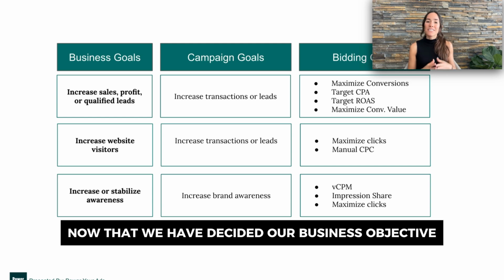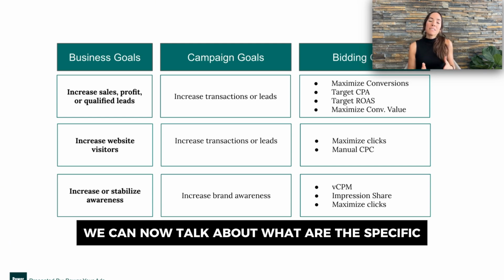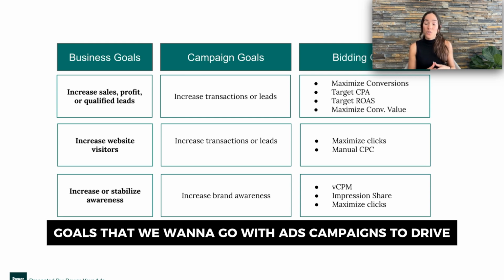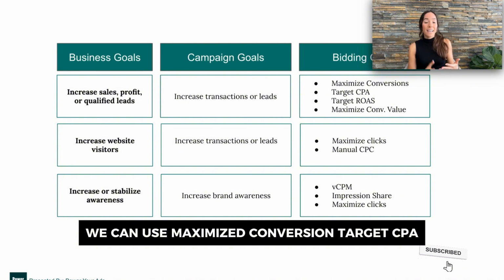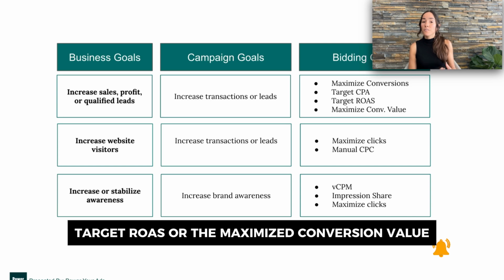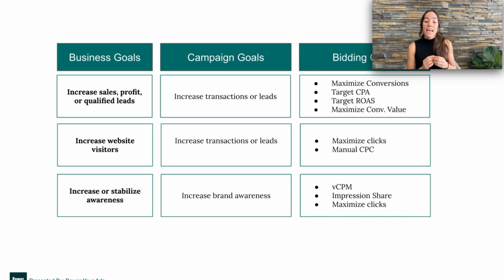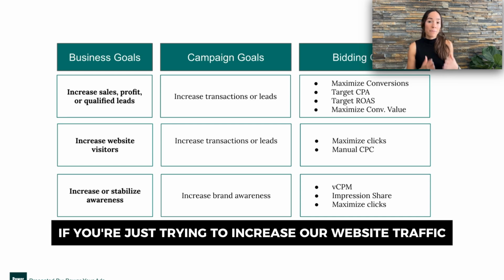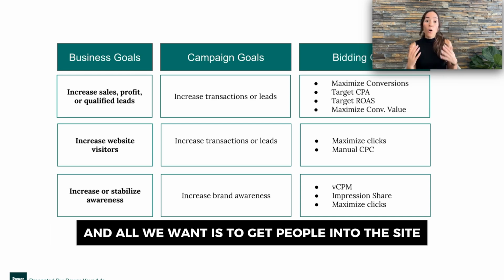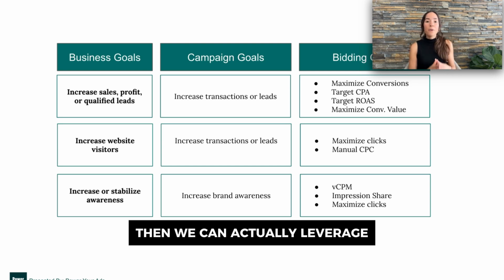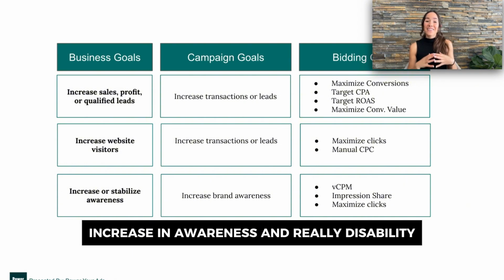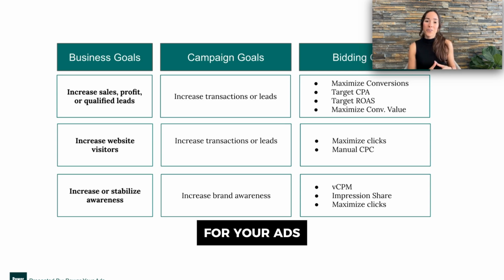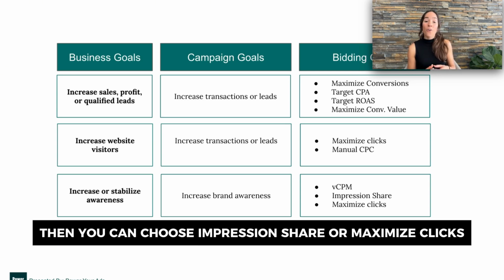Now that we have decided our business objective, we can talk about the specific goals that we want our Google Ads campaigns to drive. If you're trying to generate traffic and leads, we can use maximize conversions, target CPA, target ROAS, or maximize conversion value as the bid strategies. Now, if we're just trying to increase website traffic, maybe we have a new product and all we want is to get people to the site, then we can leverage maximize clicks or manual CPC. If you're trying to increase awareness and visibility for your ads, then you can choose impression share or maximize clicks.